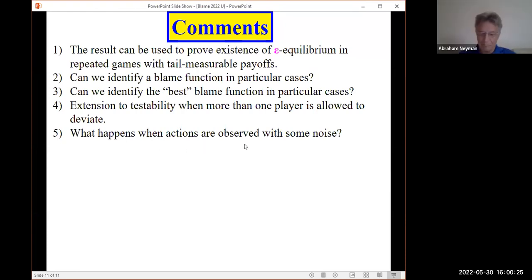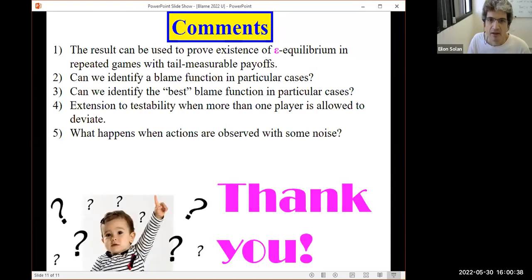Also, what happens when actions are observed with some noise? We do not know whether we can extend our result to this model as well. Thank you very much. And if there are additional questions, I'm here.